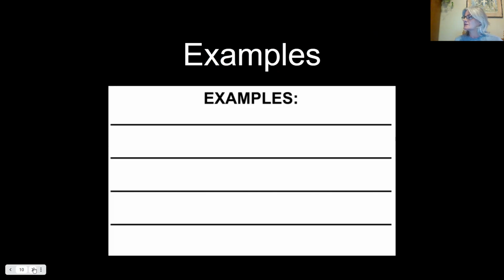So now we're going to talk about examples of safety. What does safety look like? Why is safety important? Again, rules are there to help us keep safe. So what are some rules that we have to do to keep ourselves safe?